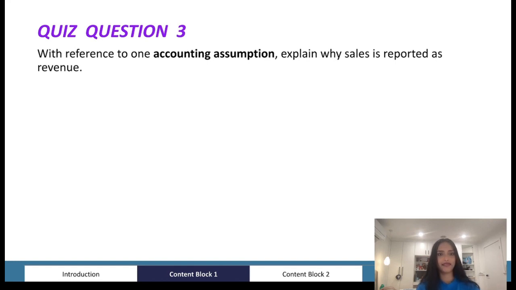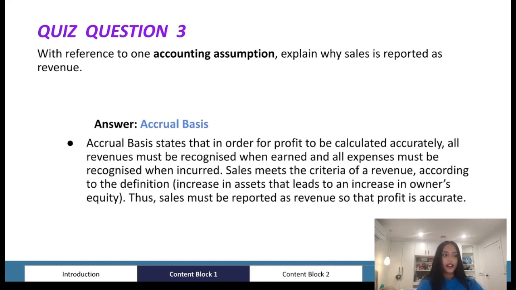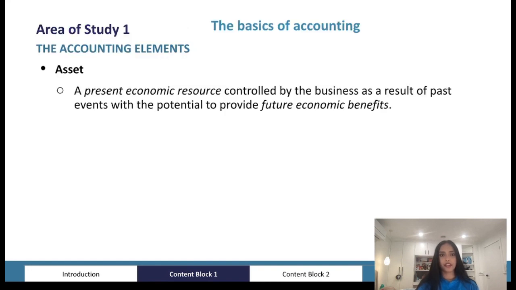Okay, so hopefully you all have something in mind. The answer is the accrual basis assumption, and this is because sales meets the criteria of being a revenue, and therefore it has to be reported as a revenue when it is earned, which will make sure that the business's profit is accurate for that period. And the criteria of a revenue just refers to the definition of a revenue. So we'll go through those definitions later, but it's an increase in assets that leads to an increase in owner's equity.